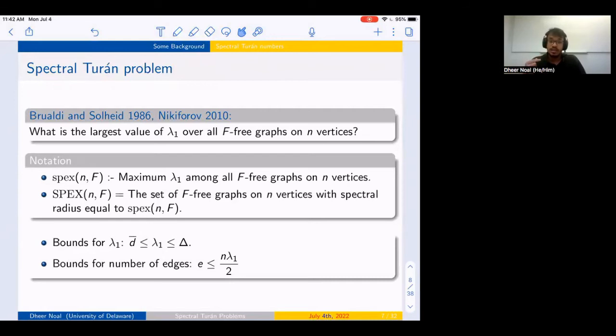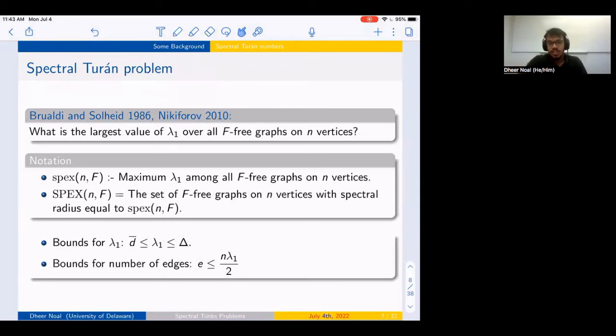Nikiforov's description of the spectral Turán problem is analogous to the Turán problem, where now the set of graphs which we look at are all the F-free graphs on n vertices, and instead of maximizing the number of edges, we want to maximize the spectral radius. So the spectral Turán problem has basically the same constraints as the Turán problem, but our objective function is to maximize the spectral radius instead of the number of edges.